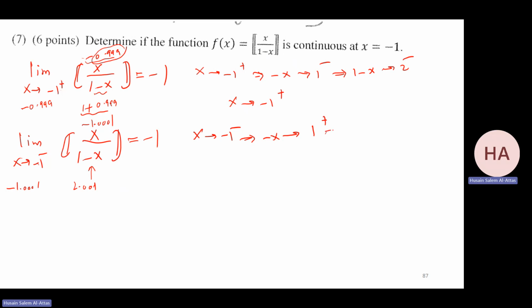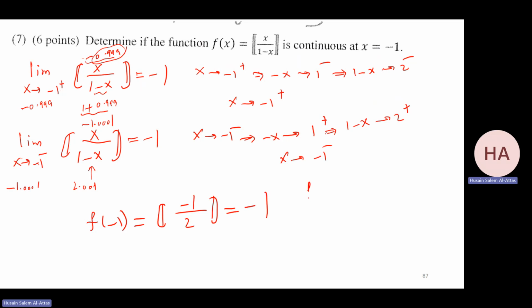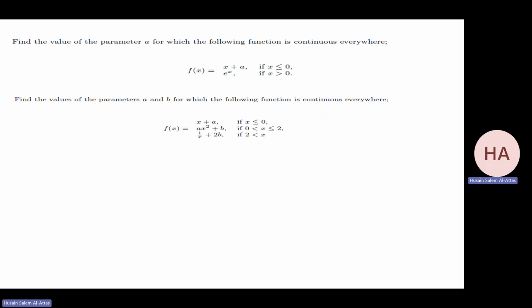This implies 1 minus x will go to 2 from right, like when x goes to -1 from left. So I have -1 point something over 2 plus. So it goes to -1. And f of -1 is -1 over 2, which is -half, which is still -1. So the function is continuous at x equal minus 1. I think so. Yeah, I think this is the last one, but I will stop.